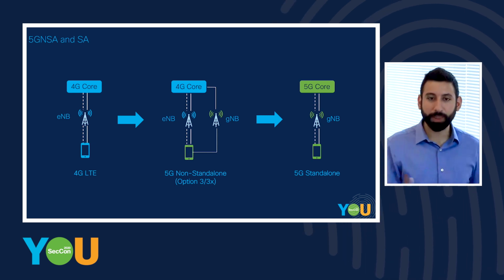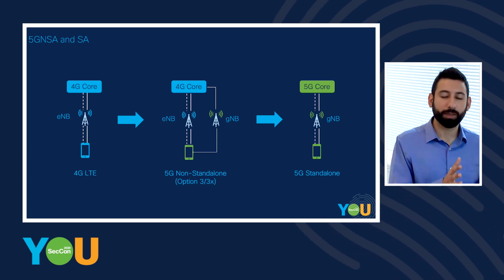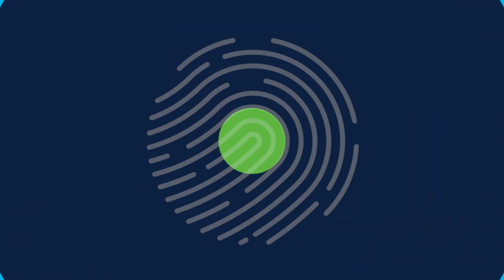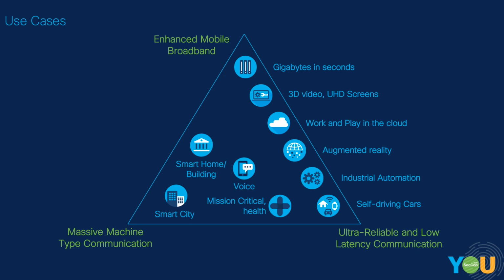And until then, we're going to be in this hybrid model where you'll probably have a different core and 5G network transport. On to the next one. So, use cases. This is one of my favorite slides, but cognizant of time, I'm not going to spend much detail on this. At a very high level, you have three major use cases.